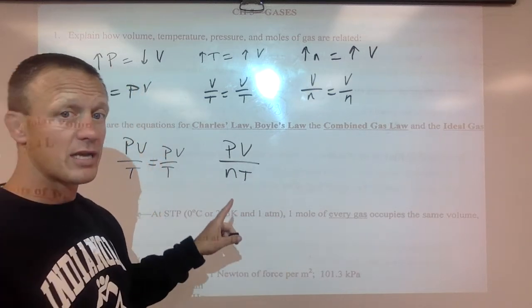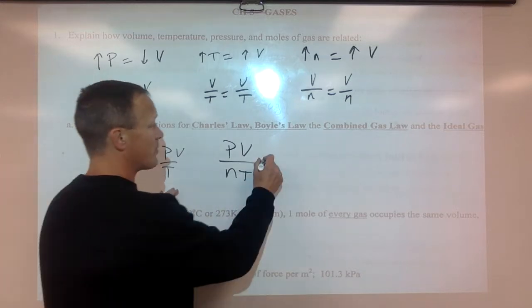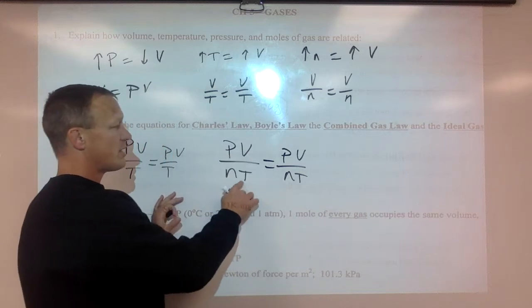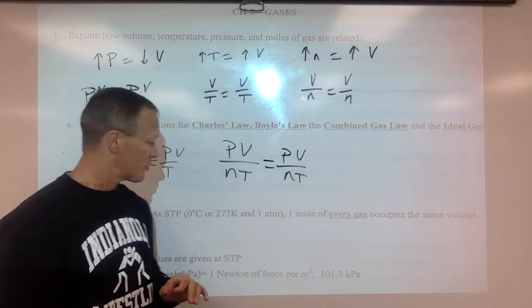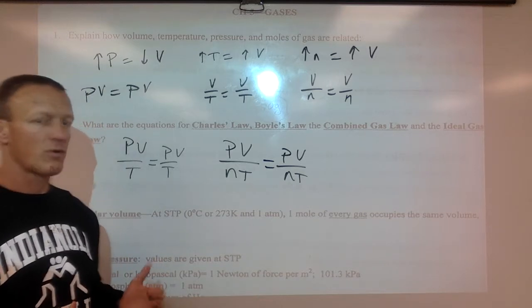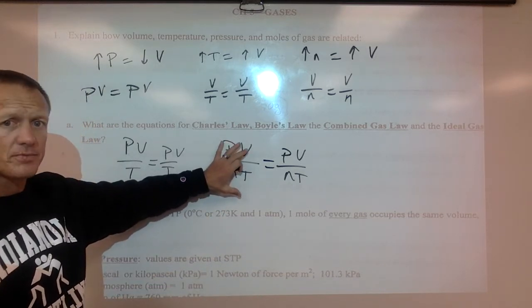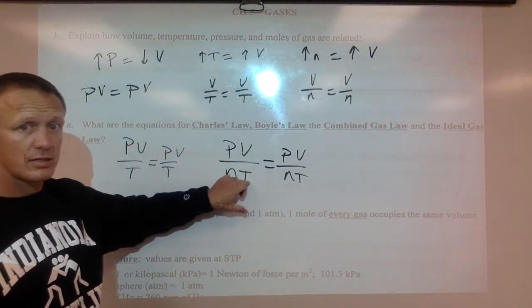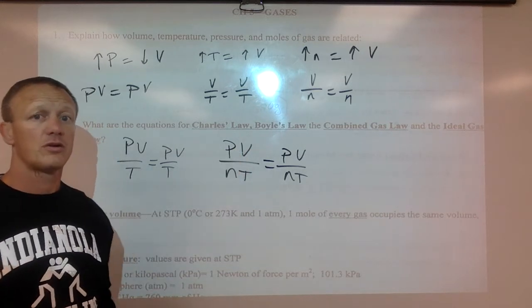We'll come back to that at some point in time. So since this ratio stays the same, we can set that up as PV over NT equals PV over NT. So these are called final and initial state problems. We'll use this for where I have a gas at these conditions. If I change any of these four things, what would change with it?